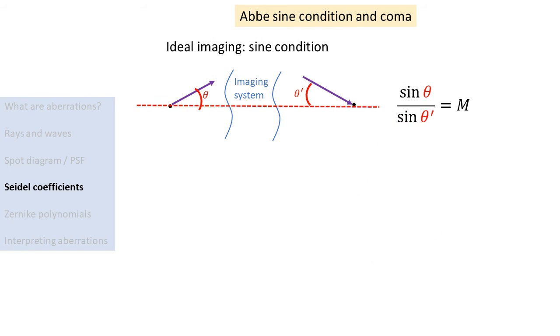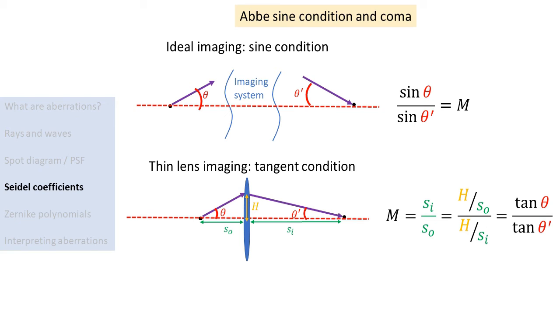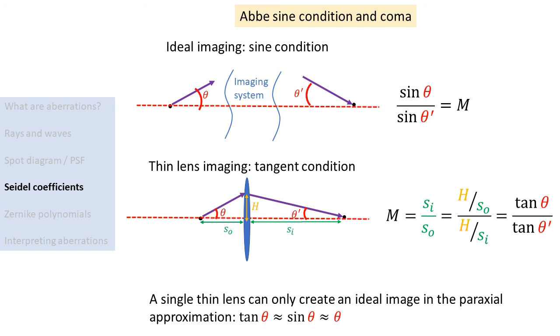We can compare this condition to the condition of thin lens imaging. For thin lens imaging, the image magnification is given by the image distance divided by the object distance. For a thin lens, the ray must enter and exit the lens at the same height. Therefore, we find that the image magnification must equal the ratio of the tangents of ray angles, instead of the sines of angles. Therefore, only in the paraxial approximation, where the tangent and the sine of an angle are considered equal, can a thin lens create an ideal aberration-free image.